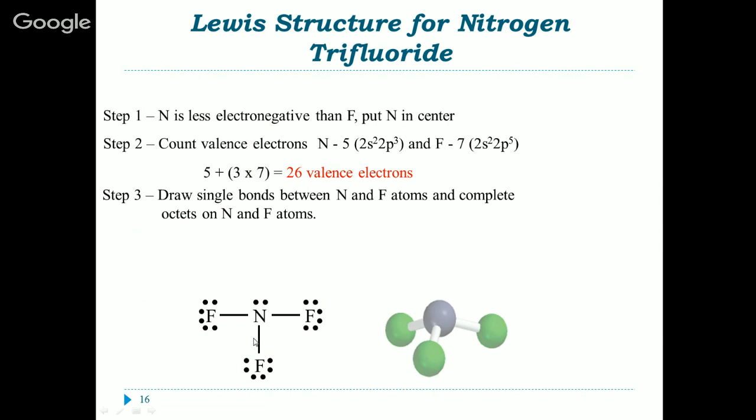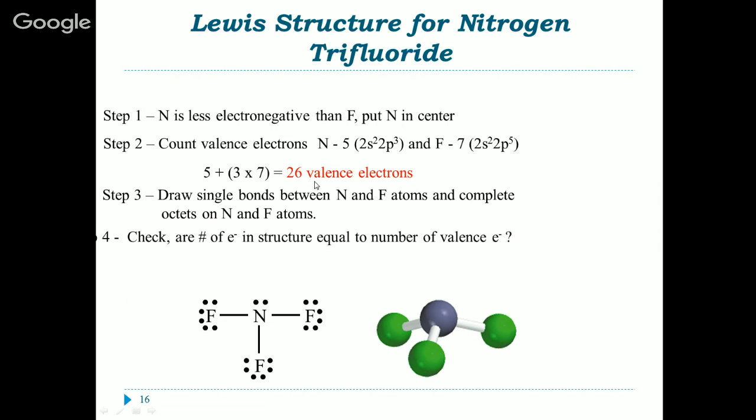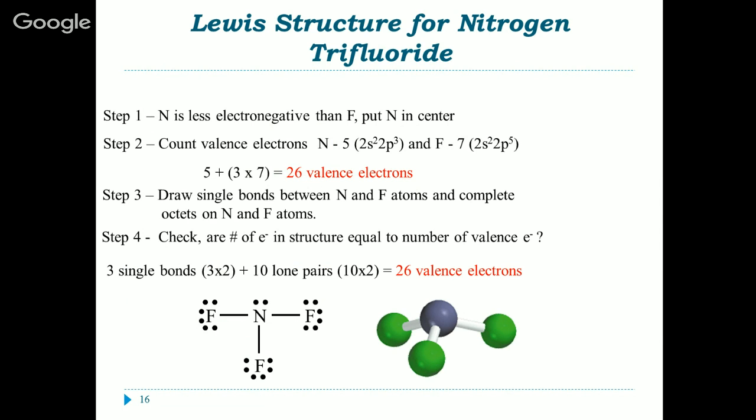Do I have my total number of electrons? 2, 4, 6, 8, 10, 12, 14, 16, 18, 20, 22, 24, 26. 26 electrons are represented here. 26 electrons were what we started with. So here's our structure for nitrogen trifluoride.